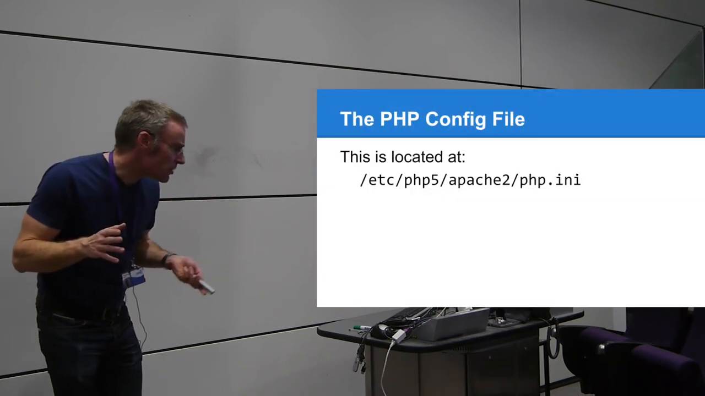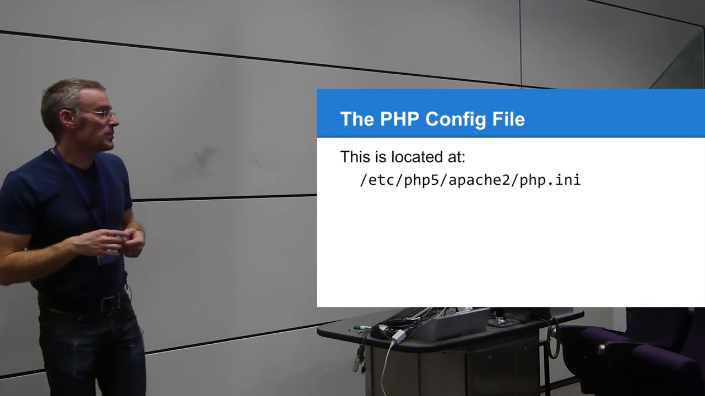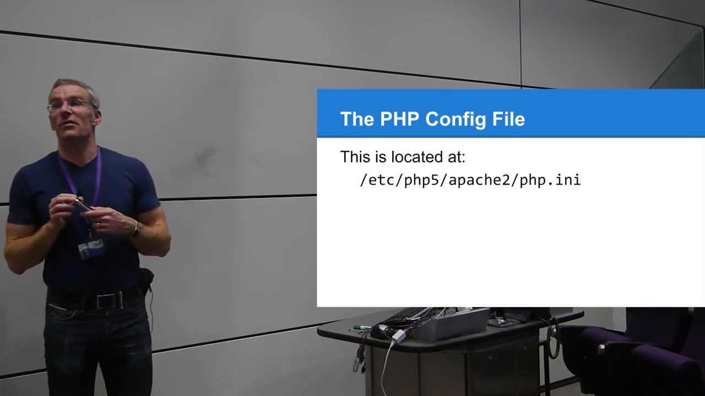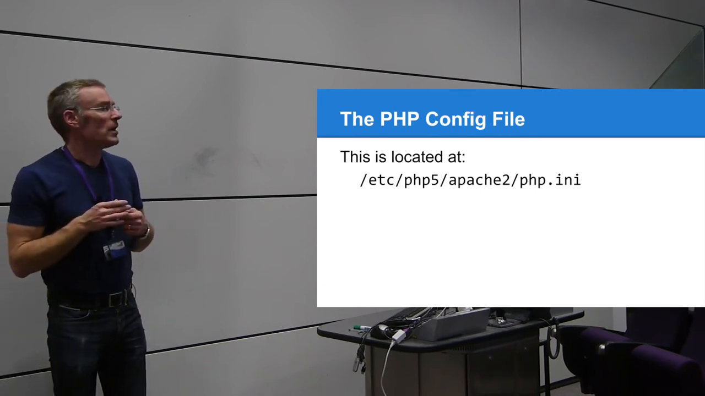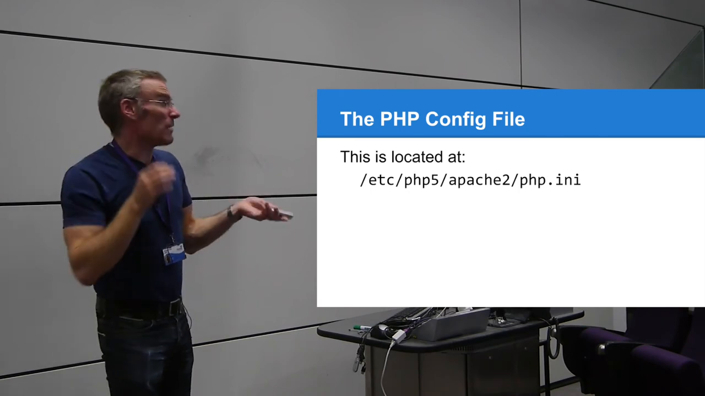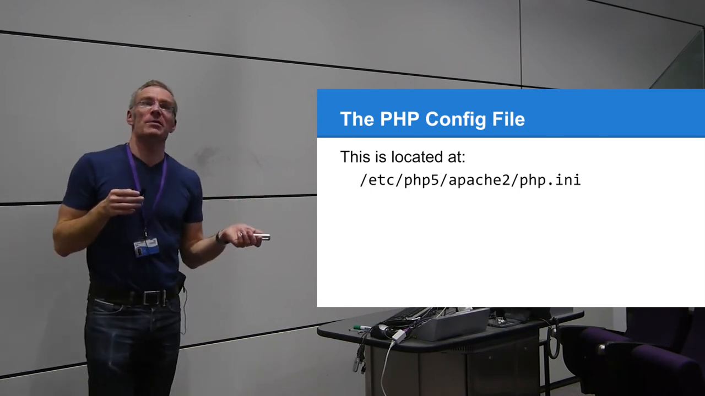Pretty much. And the PHP config file is /etc/php/apache2/php.ini, the PHP ini file. And that controls your PHP settings. You probably won't touch that one, to be honest. It's not the sort of thing you tend to mess with unless things go wrong.